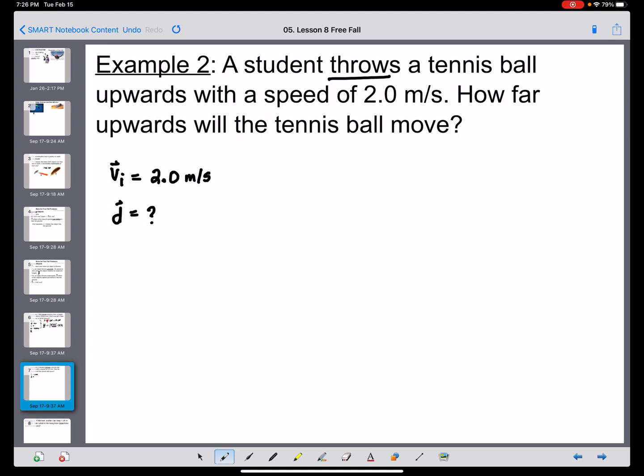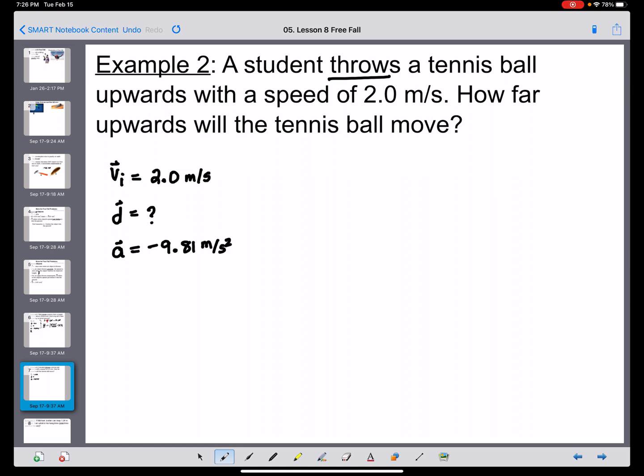Now, it might seem that that's all of the information that the question gives. But remember, since this is a free fall question, it involves an object moving through the air, we actually know the acceleration. So we can write down the acceleration is -9.81. Now notice here, the tennis ball is moving up, but the acceleration is still negative, right? That's because gravity is what's causing this acceleration, and gravity pulls all objects down, whether those objects are moving up towards the sky or down towards the ground. Gravity always pulls them down, so this acceleration is always negative.